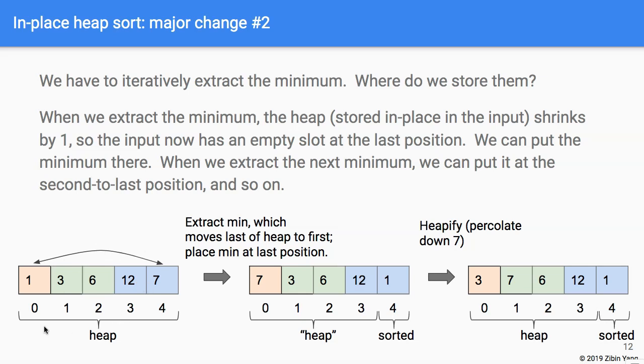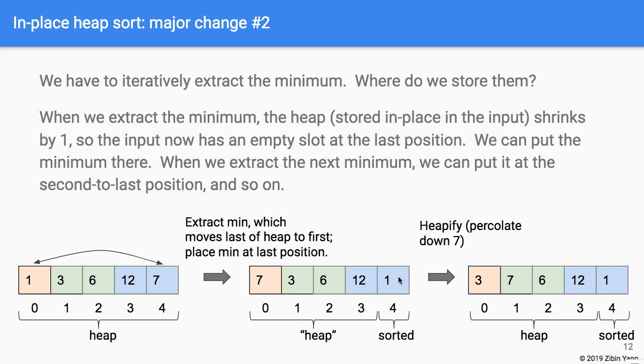So let's look at a very concrete example. This is a small heap, and it's already been heapified, and now we extract the minimum, which is 1. When we extract the minimum, if you remember, in the remove function, we take the last element and put it in at the first position. And then we said we can take the minimum and put it at the last position. So effectively, we're doing a swap.